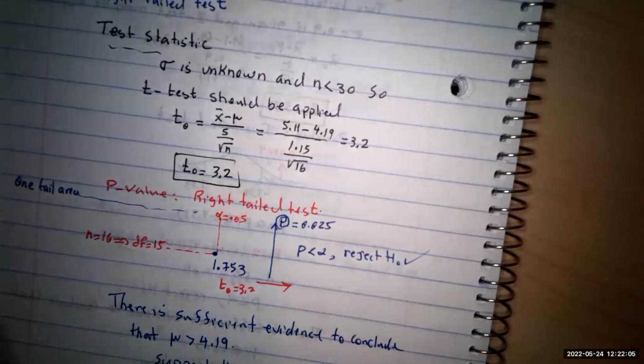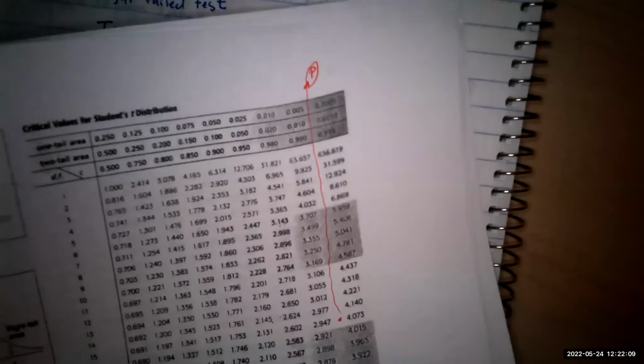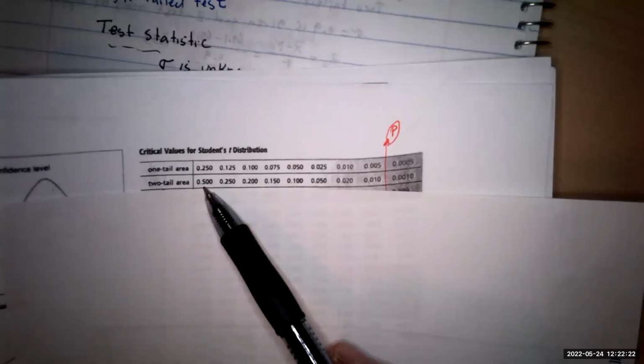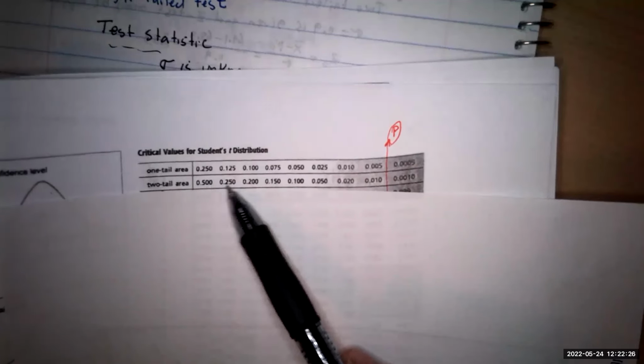But you must be careful with the starting point. If it's going to be a two-tailed area, you have to get the alpha from the second part. The situation would be different, you see. If it is a two-tailed area, your alpha is here. So be careful when we get these numbers.